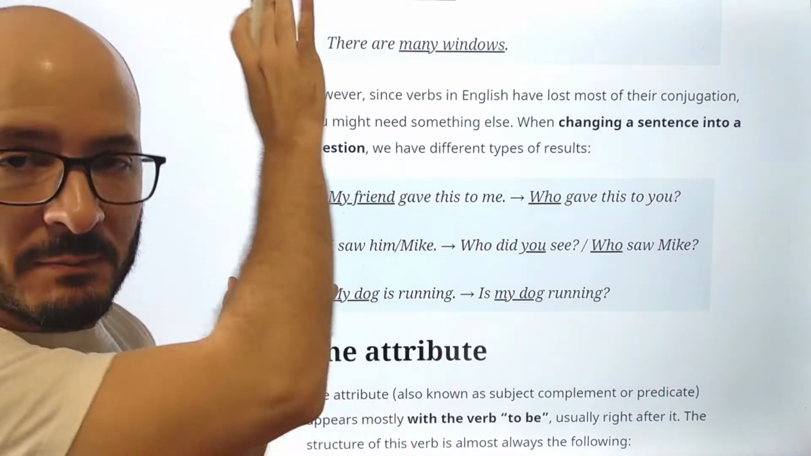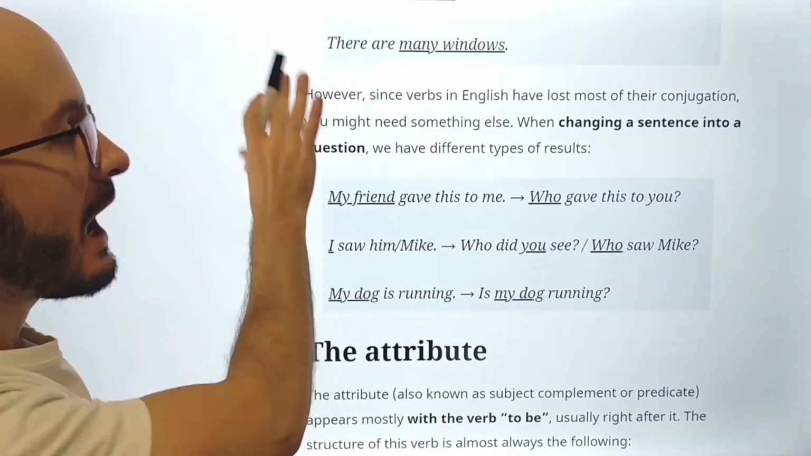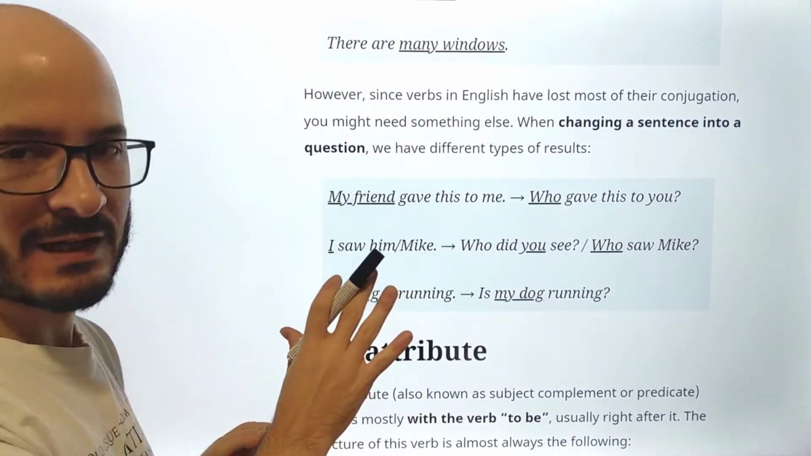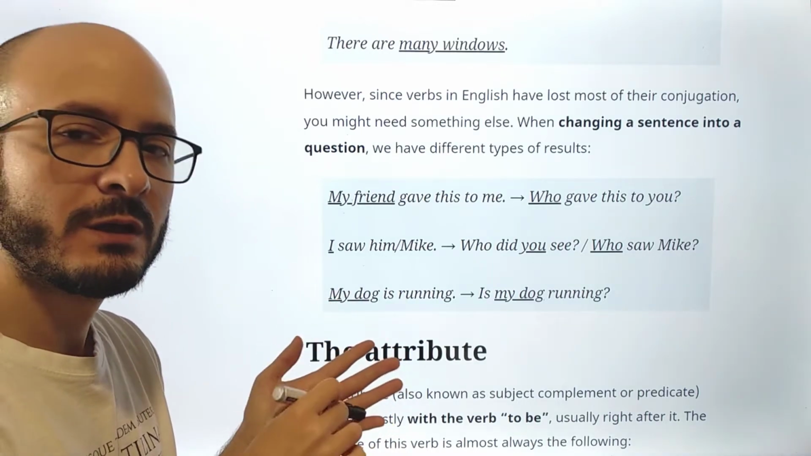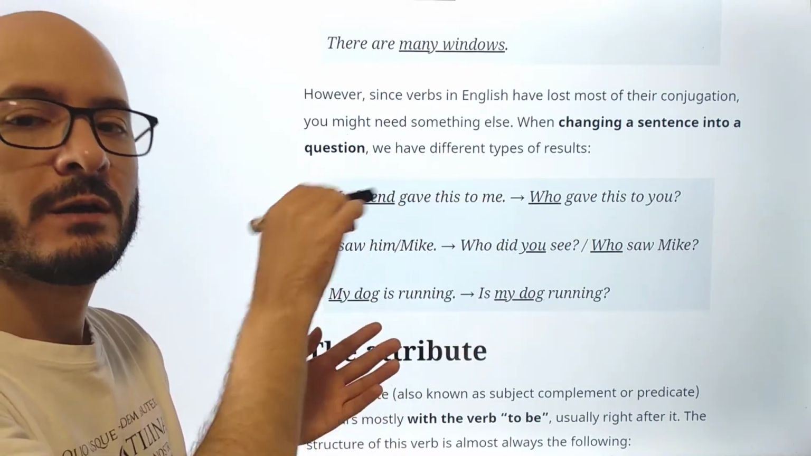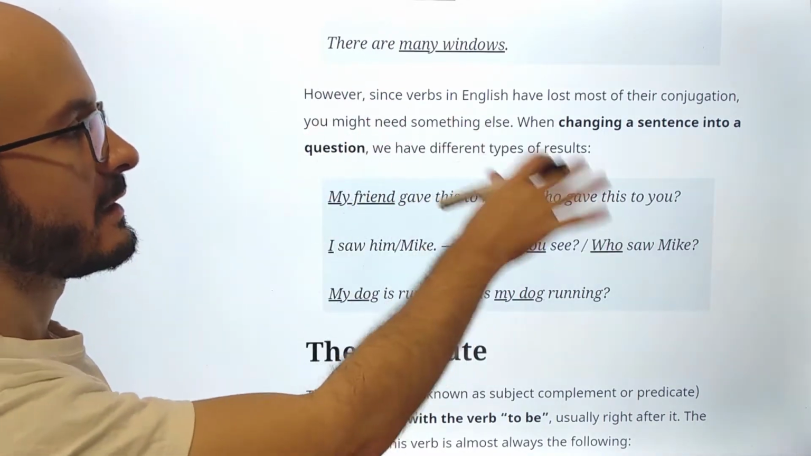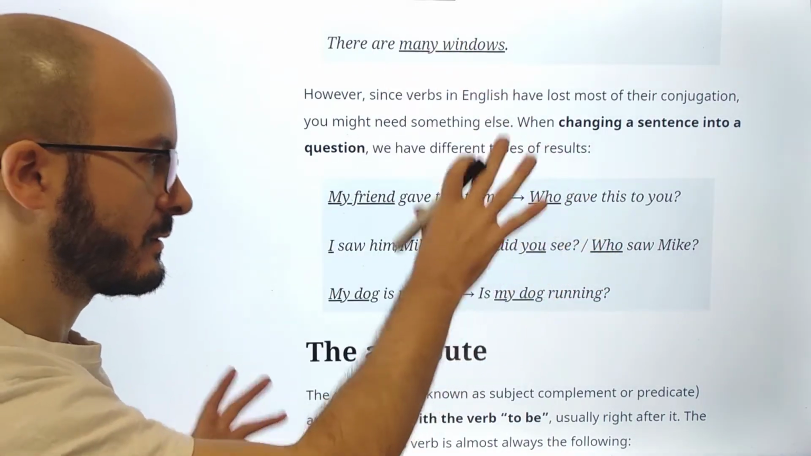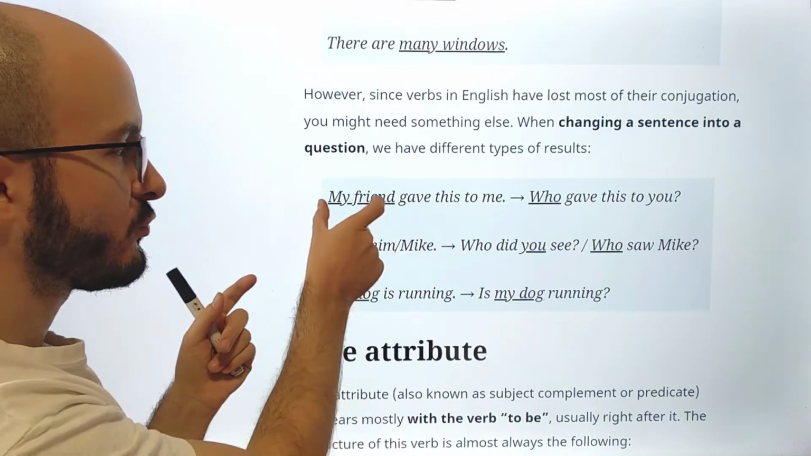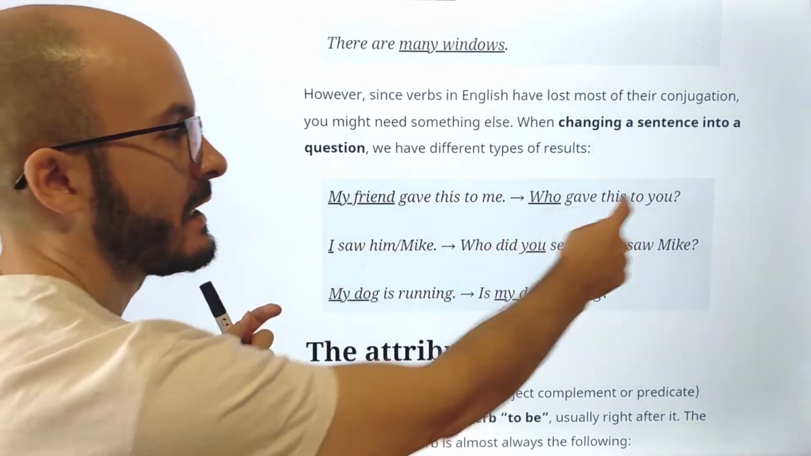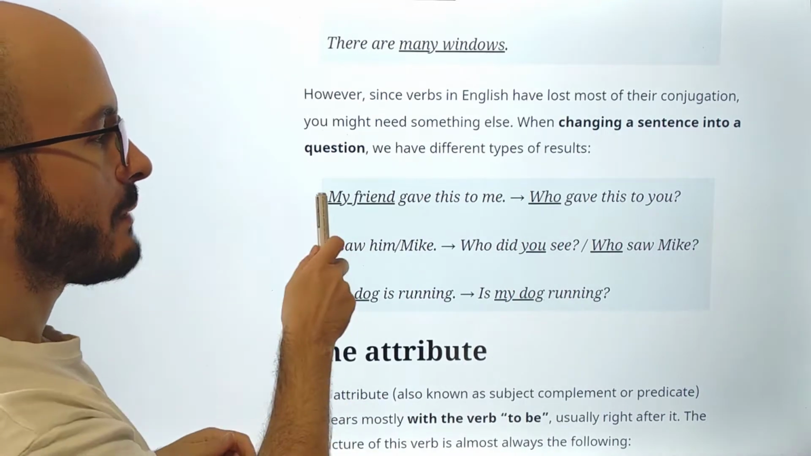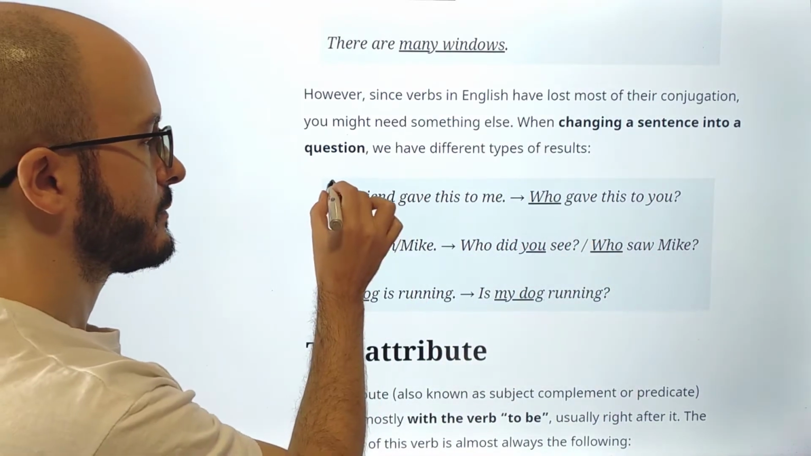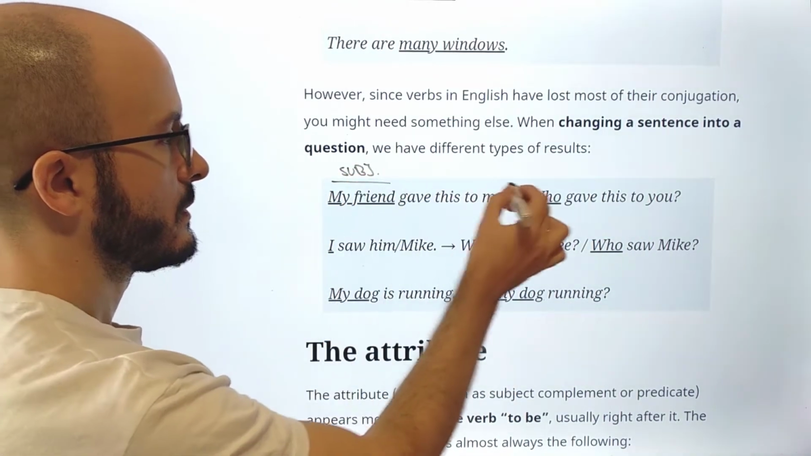Now we go back to something that I mentioned before, very lightly. Since verbs in English have lost most of their conjugation, you might need something else, because we were saying I eat, you eat, he eats, but then we eat, etc. However, when changing a sentence into a question, we have different types of results. Let's see, with this transformation of a positive sentence into a question. My friend gave this to me. Who gave this to you? So we see, this is the subject.